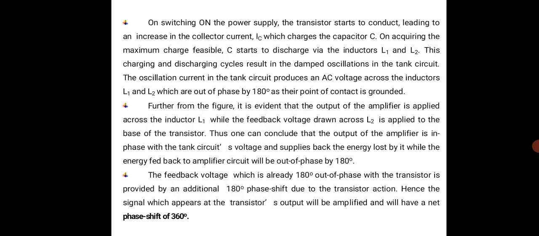So you can conclude that the output of the amplifier is in phase with the tank circuit voltage and supplies back the energy lost, while the energy fed back to the amplifier circuit will be out of phase by 180 degrees. So the feedback voltage, which is already 180 degrees out of phase, is provided with an additional 180 degree phase shift due to the transistor action. Hence, the signal which appears at the transistor's output will be amplified and will have a phase shift of 360 degrees. So this satisfies the criteria.